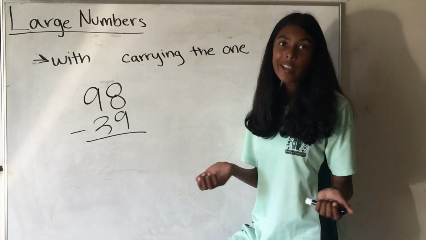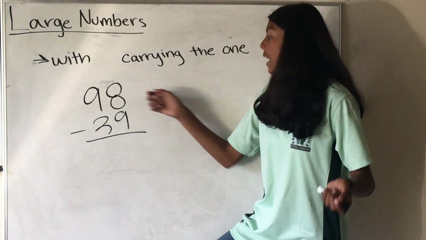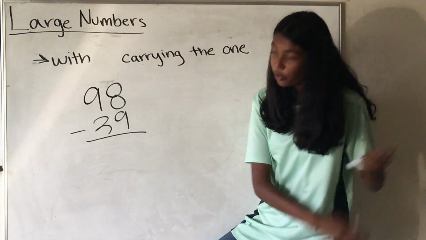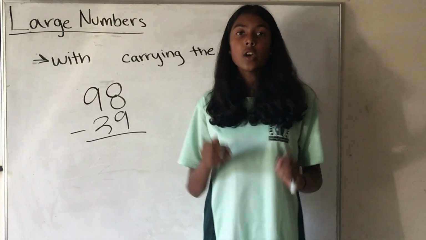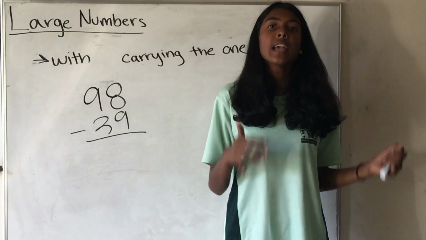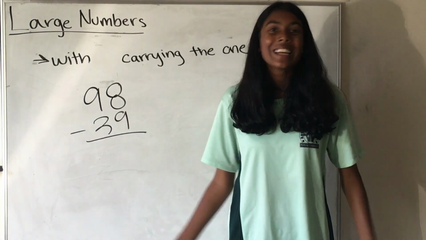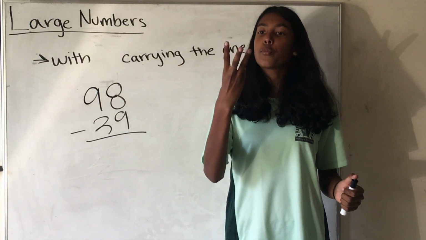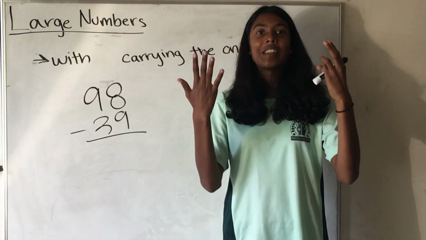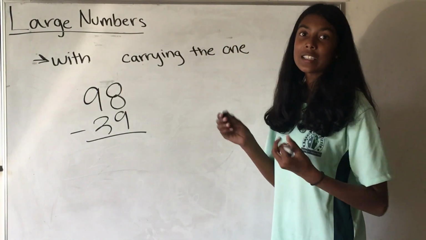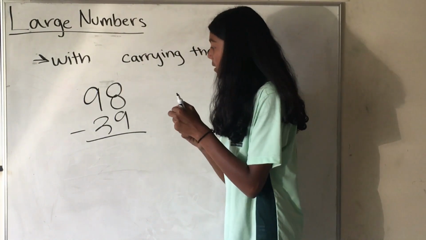So let's do another example. This example is 98 minus 39. They've already put it in vertical notation for us. So 8 minus 9. Once again, 8 is not bigger than 9 because it goes 1, 2, 3, 4, 5, 6, 7, 8, 9. And so we're going to continue and we're going to do this.